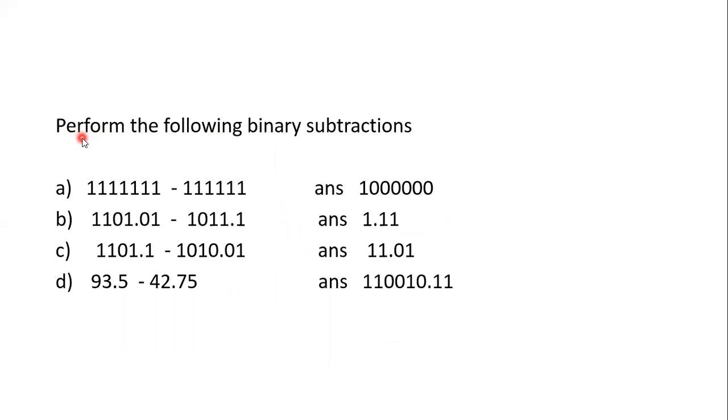Now, perform the following binary subtractions. Okay, we take this problem. This is the answer. Here a decimal number is given. First, we have to convert the decimal into binary. That is 93.5 into binary. Similarly, 42.75 into binary, and then perform the binary subtraction, whose answer is this one.